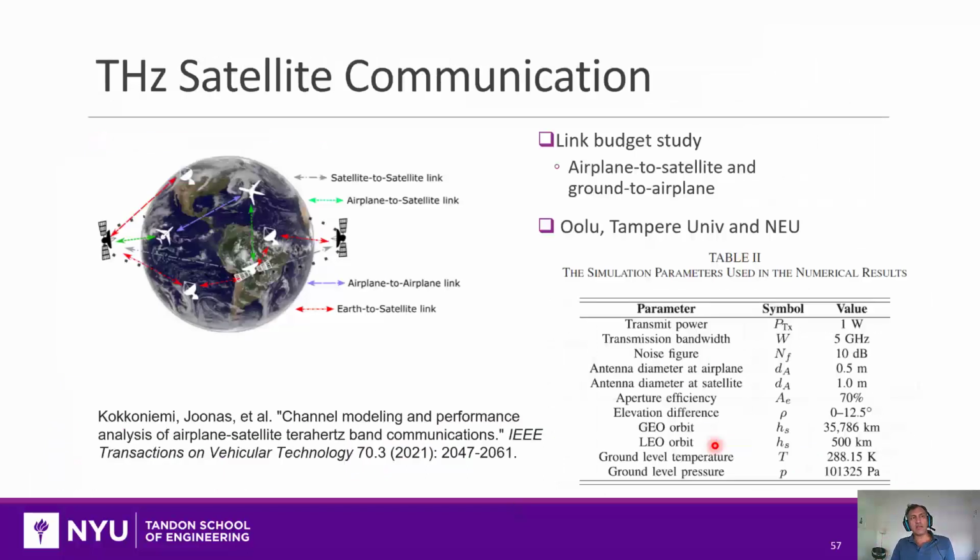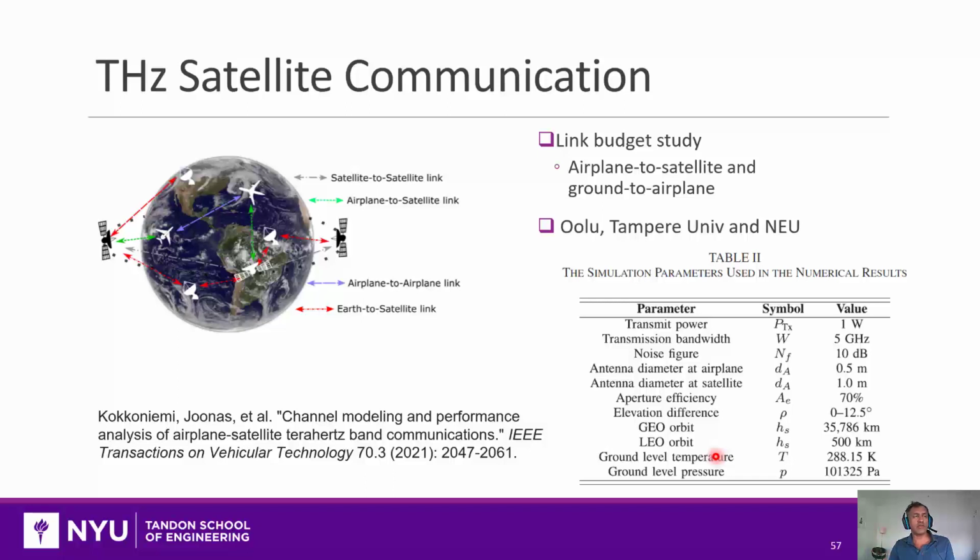Some researchers are even thinking about this for long distance communication. This is a really excellent paper from a group of researchers at Oulu, Tampere, and Northeastern. What they did is, again, a very good link budget study, looking at whether you can have terahertz links from the ground to an aircraft, and maybe even an aircraft up to a satellite. The satellite either being a geostationary satellite, maybe about 35,000 kilometers, or a LEO satellite, say, in the order of 200 kilometers.